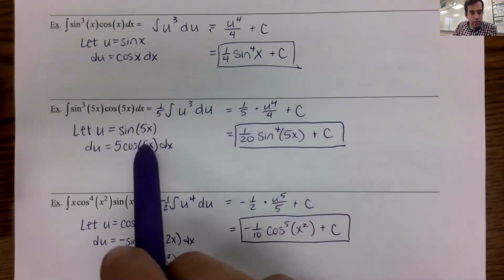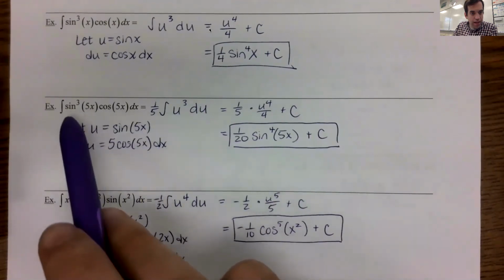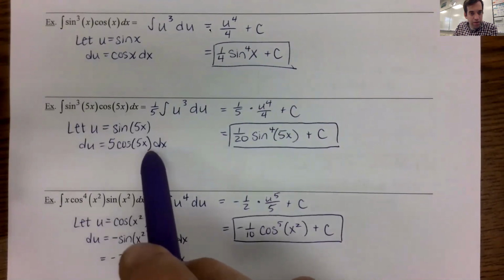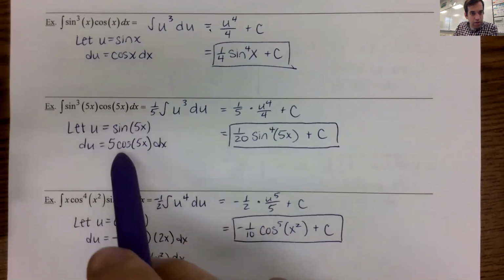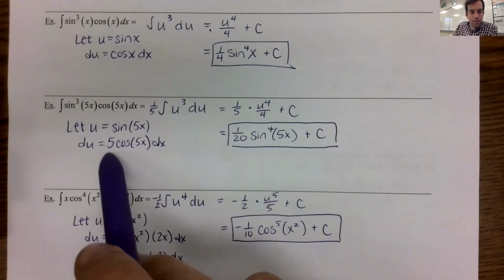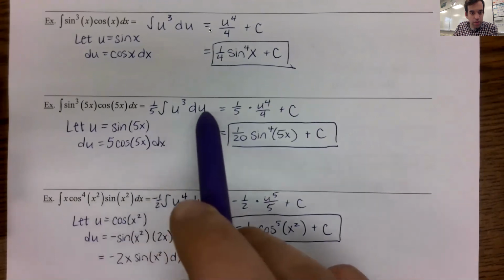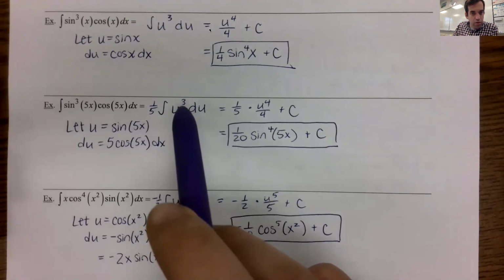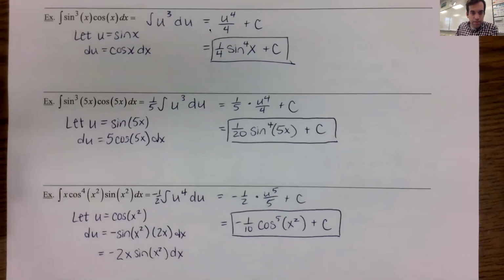In the next one, we can do the same thing, except this time we are going to let u be sine of 5x, because that's what's cubed. The derivative of sine 5x is cosine 5x times 5. So that's good news because we have a cosine of 5x. The 5 is our coefficient, or our number in front here, so we're going to have to multiply by 1/5 in order to be able to plug in du. And the sine of 5x, which was cubed, becomes u cubed. We integrate and plug that sine of 5x back in.